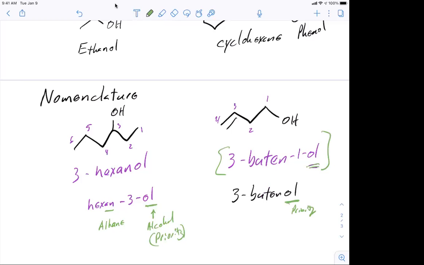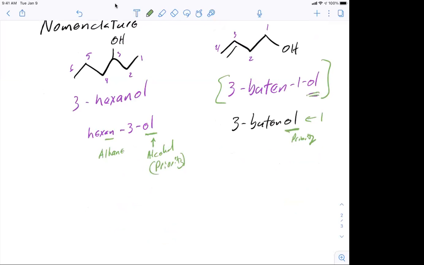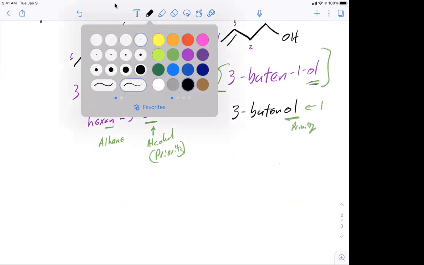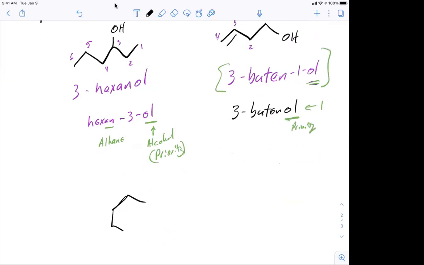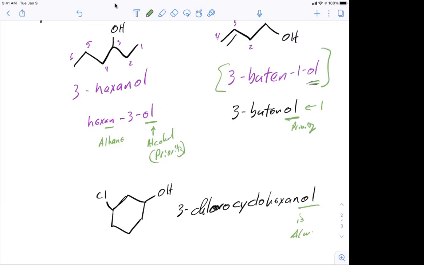Sometimes you'll see this. If you ever saw this on an old bottle, assume that that's 1, okay? It's assumed to be 1 if it's not numbered. A good example of when it's always 1 is when we have cyclics. So let's say that we had this cyclic here, right? Then this one is going to be 3-chlorocyclohex. Again, there's no double bonds, so I have hexanol, and here the all is always 1, right?